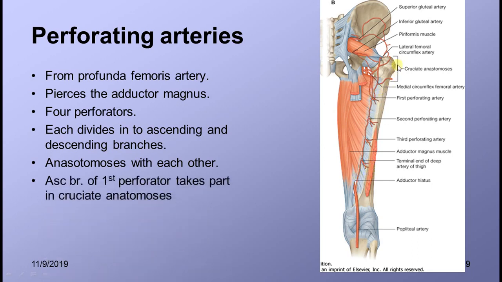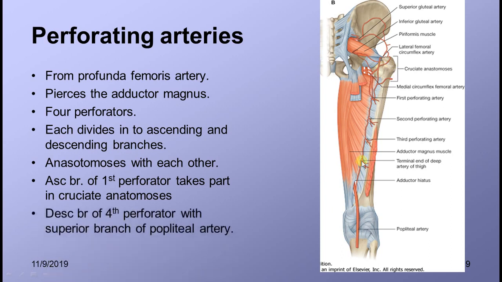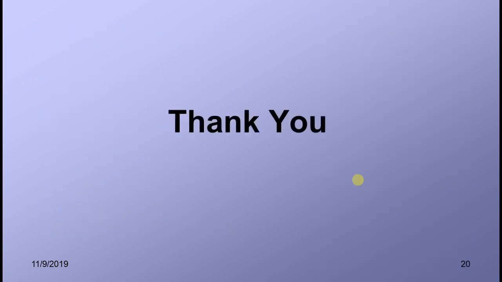The ascending branch takes part in the cruciate anastomosis, with the inferior gluteal and transverse branches of the medial and lateral circumflex femoral arteries. The ascending branch of the first perforator and the descending branch from the inferior gluteal form the cruciate anastomosis. The descending branch of the fourth perforating artery anastomoses with the superior branch of the popliteal artery, thereby completing the vascular chain. So these perforators are mainly a potential anastomosis.